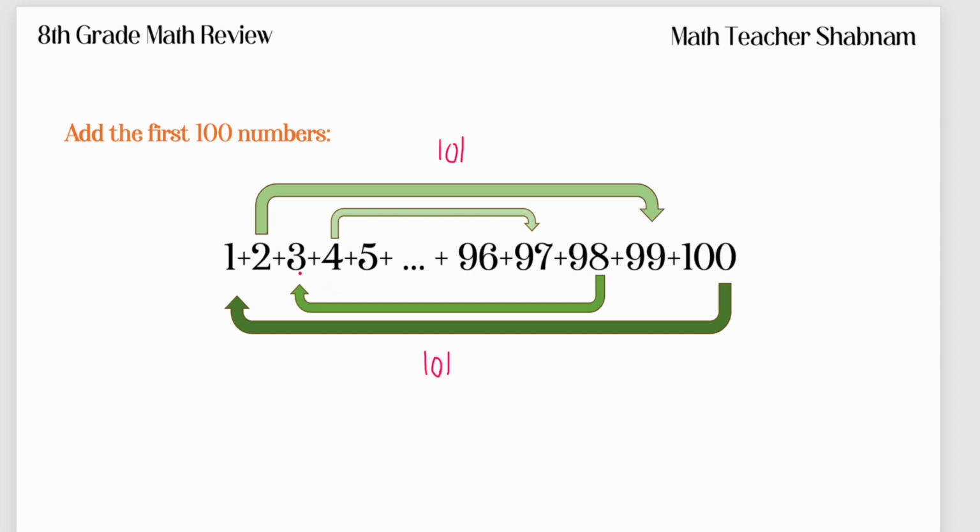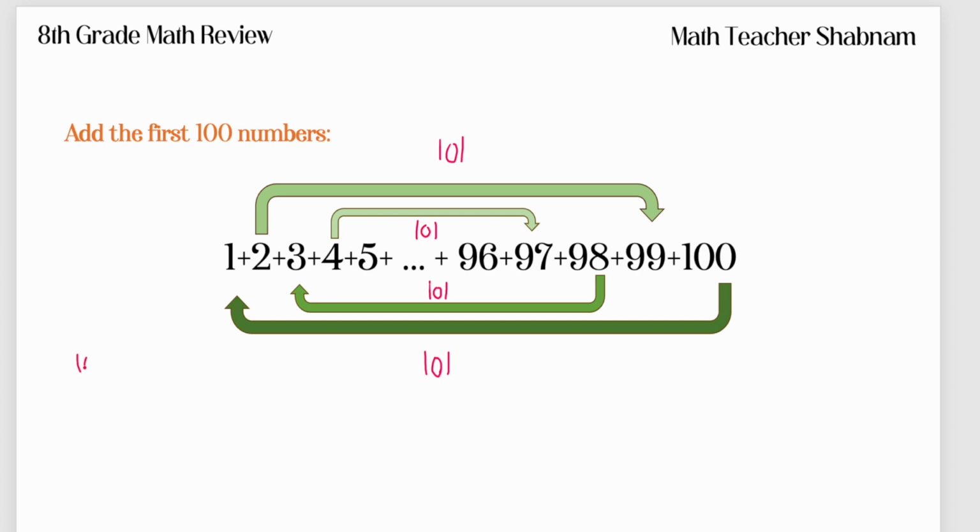And if you add 3 and 98 together, that's going to give you 101. 4 and 97 are also going to give you 101. As you guessed it, each of these pairs will definitely give you 101. Now it's just a matter of figuring out how many pairs we actually have.